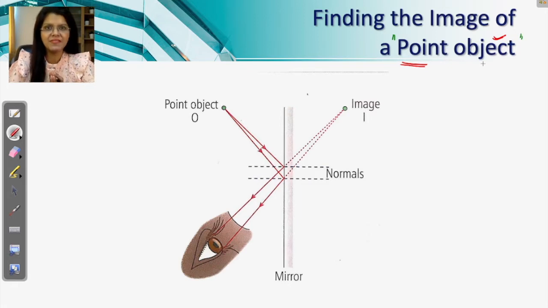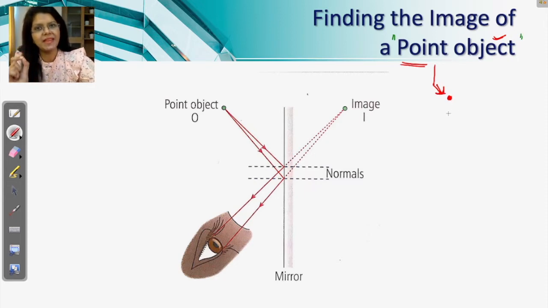But here, to simplify things in physics, because you are just at the basics of learning light, we are starting with the most basic object that you can think of. A chair is a complex shape, your pen is a complex shape, right? So what could be the most basic thing that you can think of? A point, right? I'm drawing here a red point. It's a point. All right, so if we talk about this point being an object, this is called a point object. So we'll start learning about reflection by finding the image of a point object.